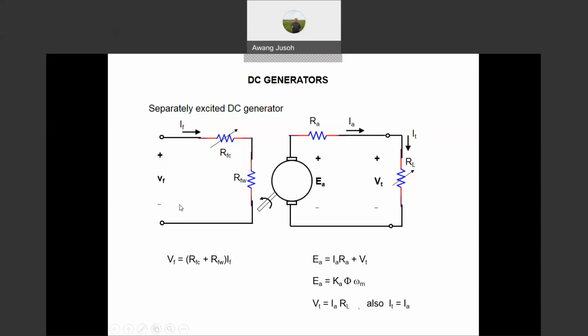I hope you can still follow. This is the model for the generator itself, because we need to use this model when we do analysis. We want to study the performance of the generator. Definitely we need to use the model. So we use this model for the separately excited machine.